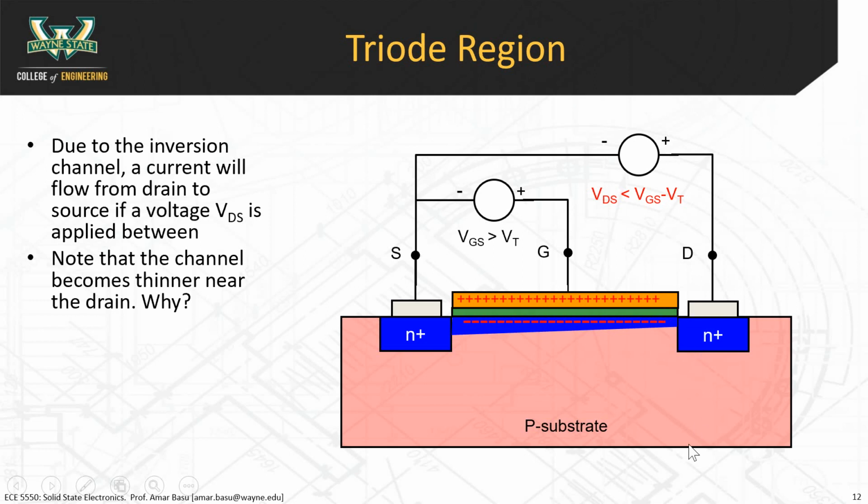Okay, let me just draw the circuit diagram here just to remind everyone. The circuit diagram looks like this. We are applying a VGS here. Let's say the source is grounded. This is the gate. This is the drain. This is the source. Source is grounded. We're applying a VGS here between the gate and the source. And then we're also applying a VDS here between the drain and the source.